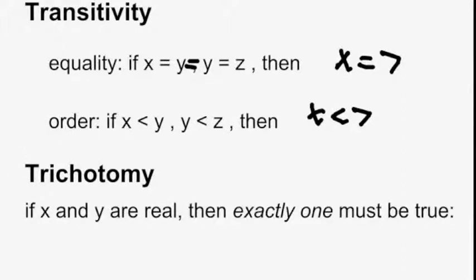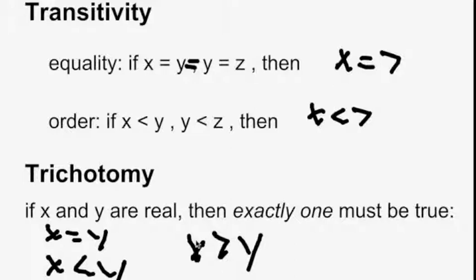the property states that if x and y are real, then exactly one of the following must be true. X must equal y, x must be less than y, or x must be greater than y. It might seem complicated, but it is true that if you have a number, a different number is either equal to it, greater than it, or less than it. And that is chapter 1.